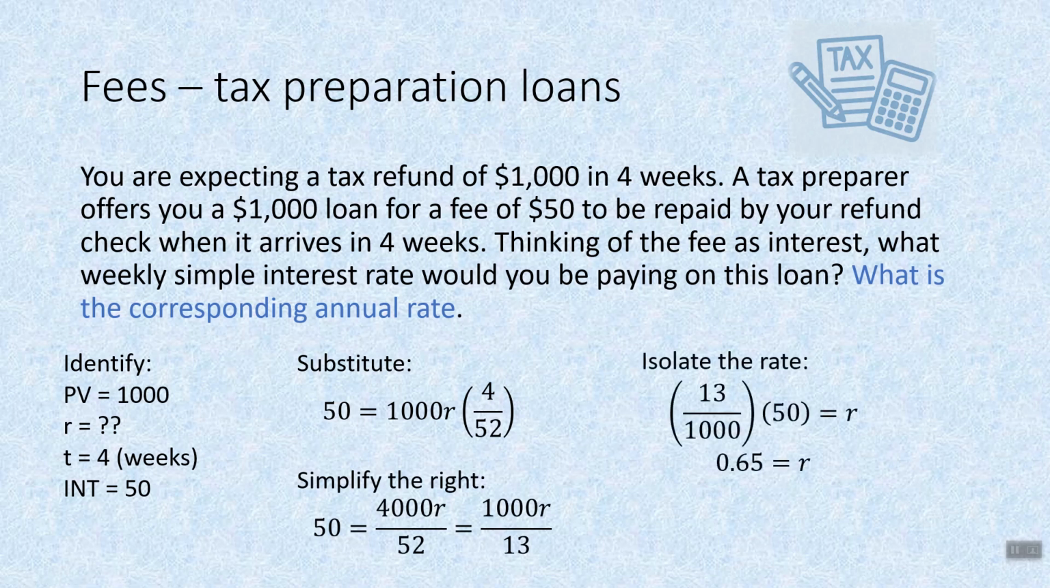And then to isolate the rate, we'll multiply by the reciprocal. We'll divide by 1,000 over 13, but nobody wants to divide by a fraction. So we'll multiply by the reciprocal. 13 over 1,000 times 50 is our rate. That's a 65% interest rate, people. Don't do this. Don't be that hard up for money.